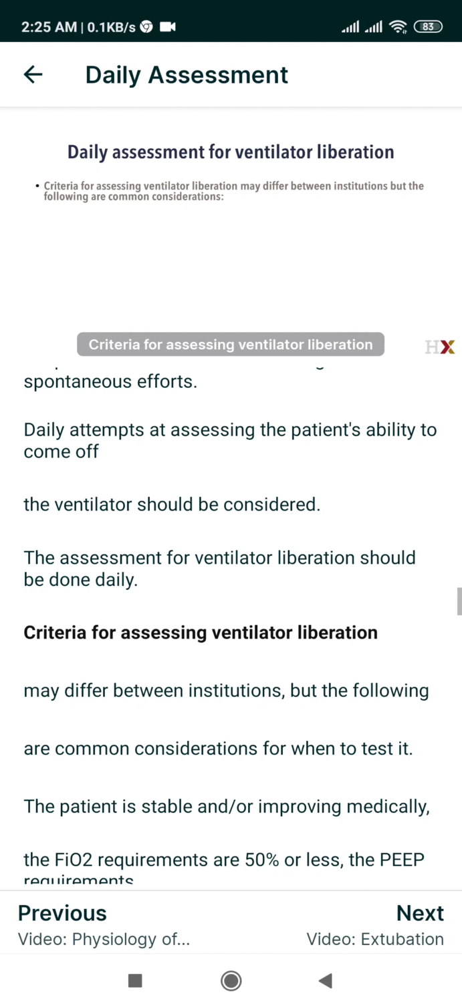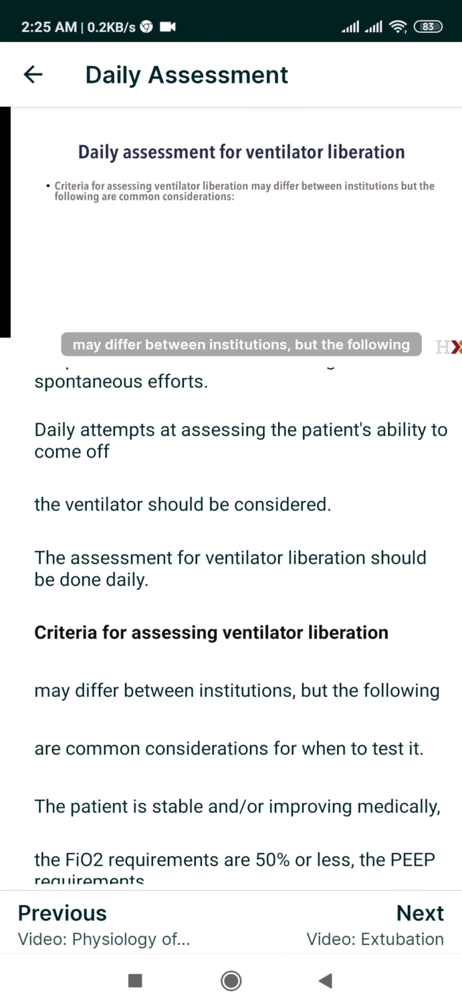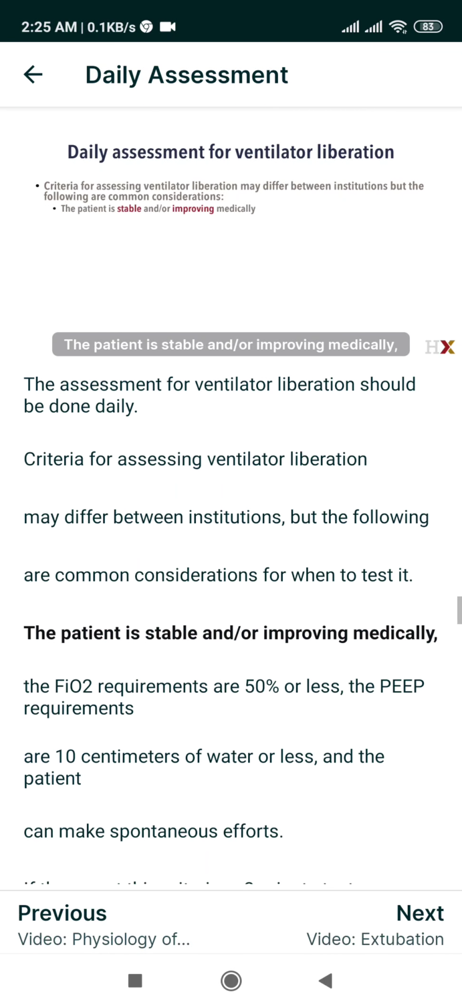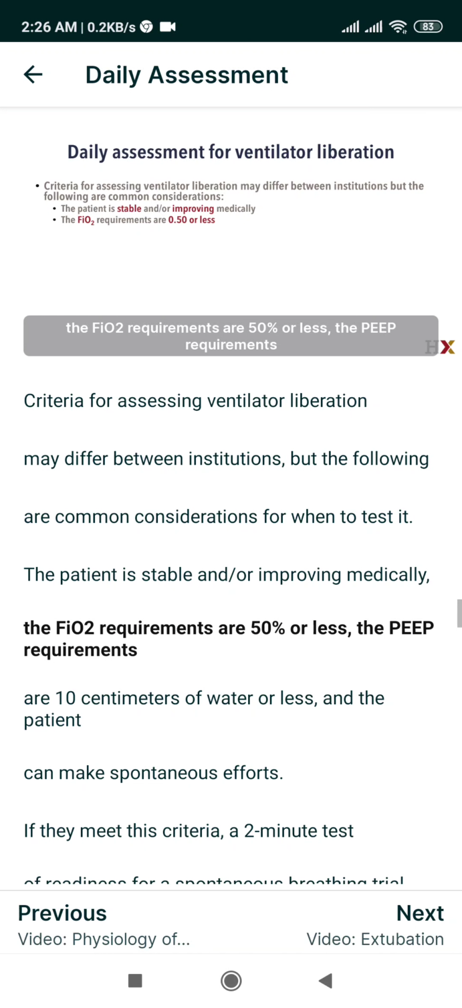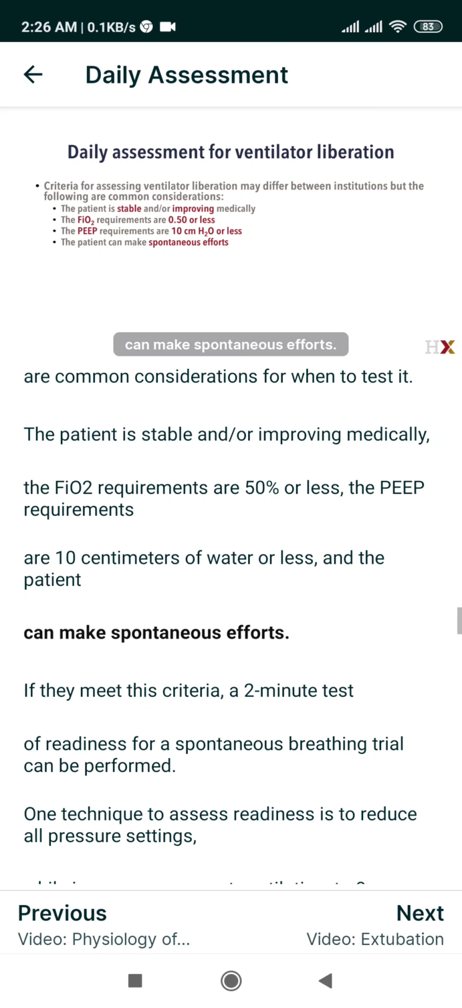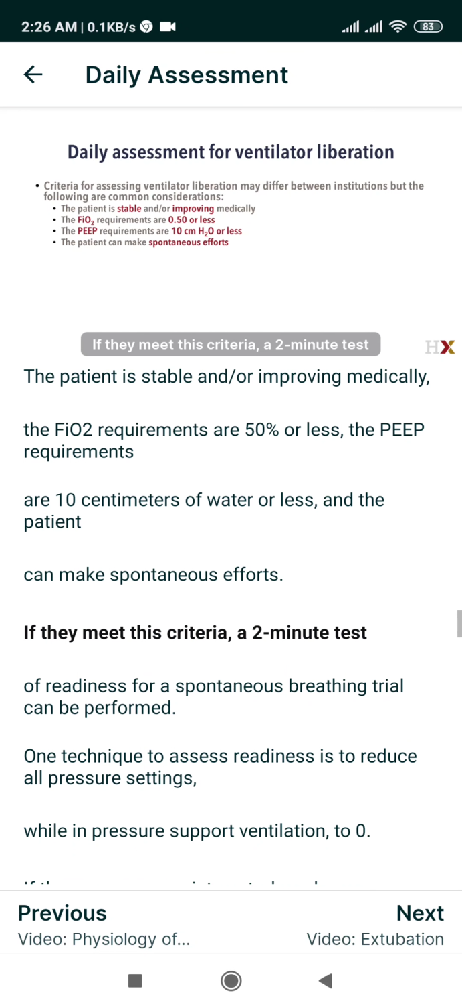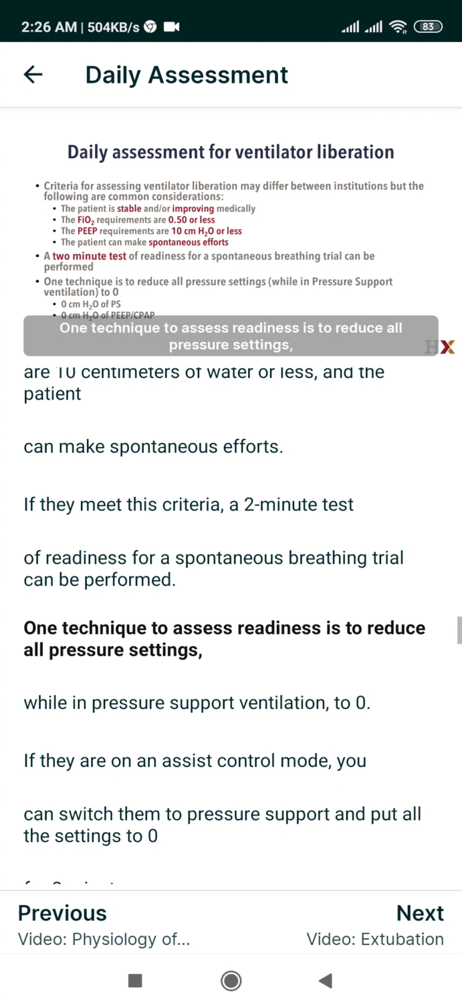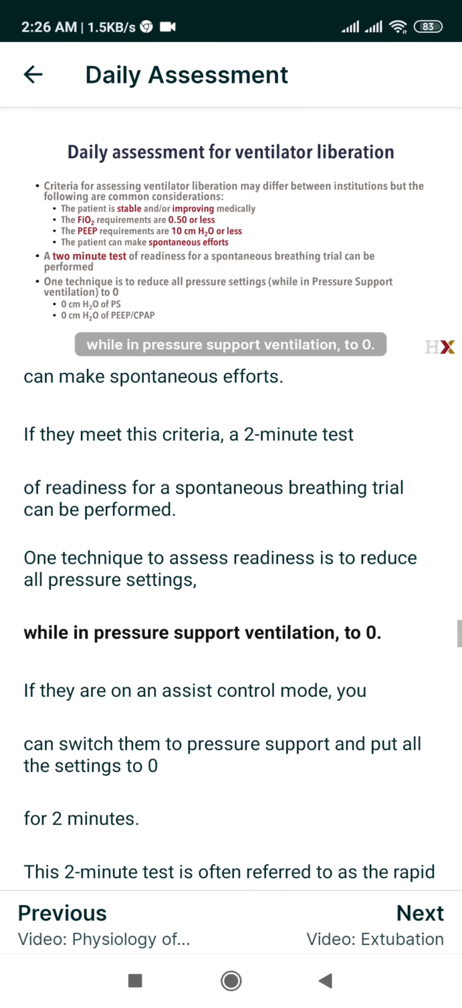Criteria for assessing ventilator liberation may differ between institutions, but the following are common considerations for when to test it. The patient is stable and/or improving medically. The FiO2 requirements are 50% or less. The PEEP requirements are 10 centimeters of water or less, and the patient can make spontaneous efforts. If they meet these criteria, a 2-minute test of readiness for a spontaneous breathing trial can be performed. One technique to assess readiness is to reduce all pressure settings while in pressure support ventilation to 0.